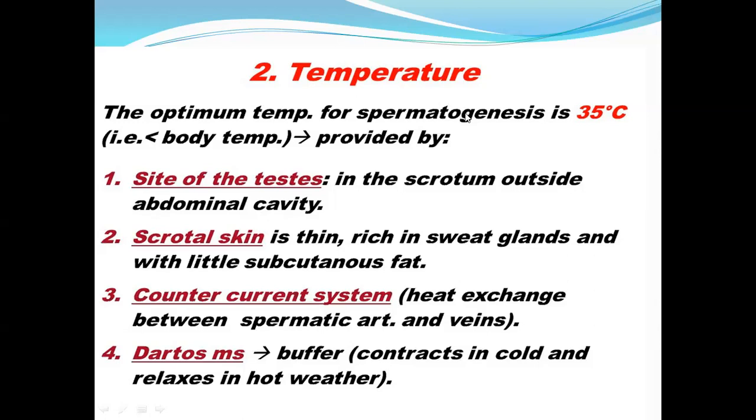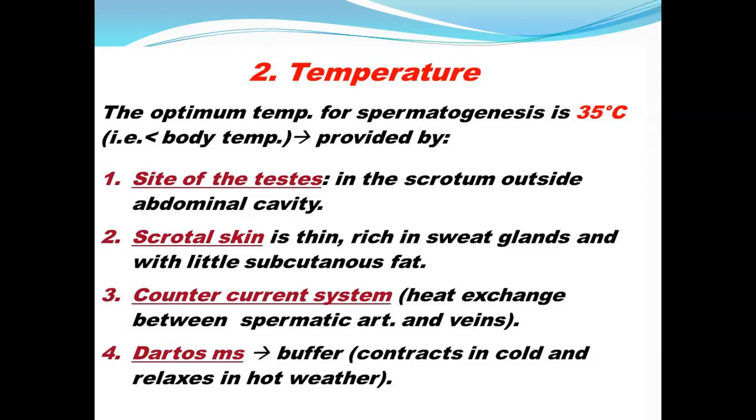Now then, coming to the temperature, this is also very, very important. We find that the scrotum has to maintain a temperature around 35 degrees centigrade, lower than the body temperature. Now, how can this be provided? The site of the testis we know is the scrotal sac outside the abdominal cavity, and definitely that is a bit cooler, especially because the scrotal skin is very thin, corrugated, has very little subcutaneous fat, and is very rich in sweat glands. So whenever there is an increased temperature outside, there is sweating and evaporation, and that takes away the heat from the cutaneous blood.